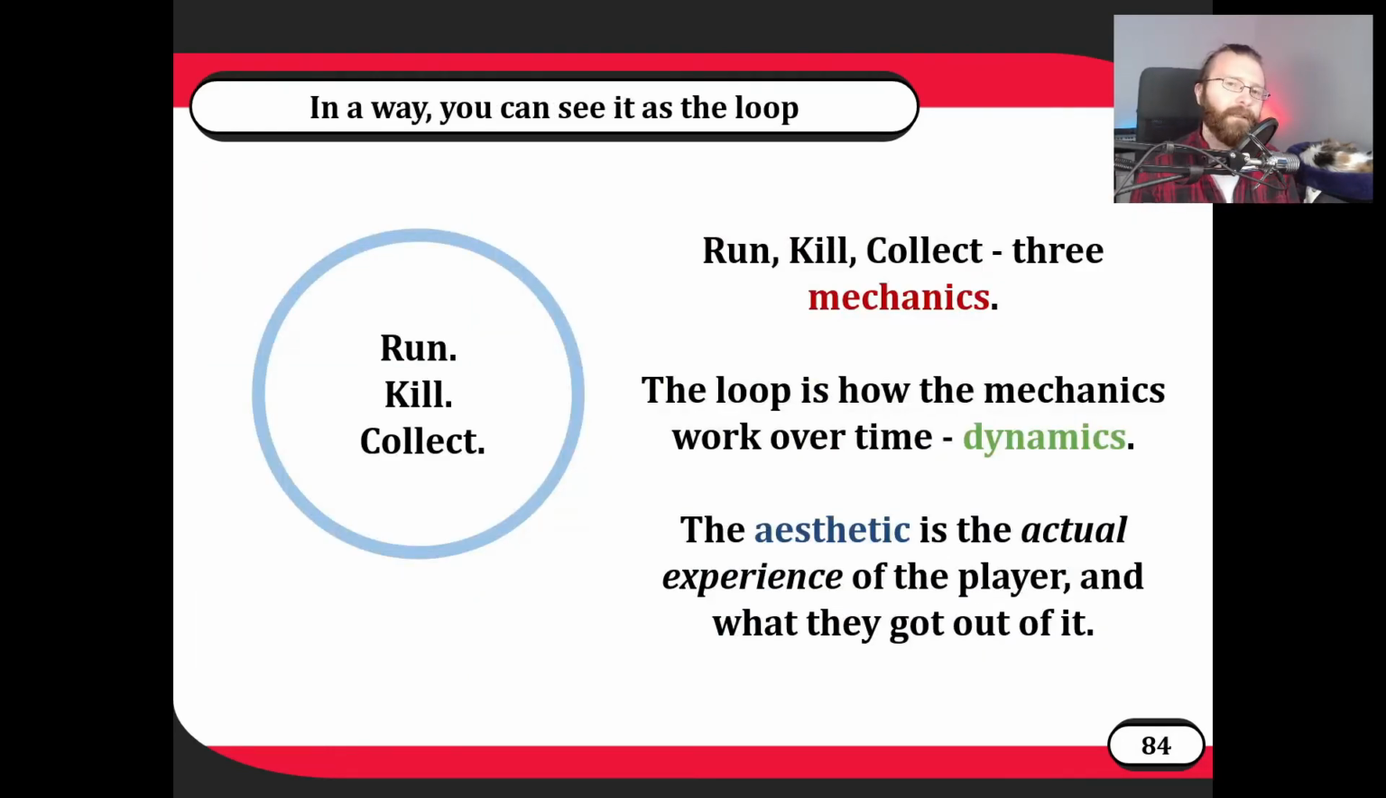We can see this again looking at the game loop. So when I describe Binding of Isaac's core loop of run, kill, and collect, then these are three mechanics. We can run around, we can kill enemies, and we can collect stuff. Now, the loop is how these mechanics are going to work over time. They go once through the loop and they experience something. The state of the game changes a bit. The rules are interacting in unique ways, and the player is making unique choices. Now, those choices, what they look like, how the choices change over time, that's the dynamic of it. Really, the loop is the dynamic.